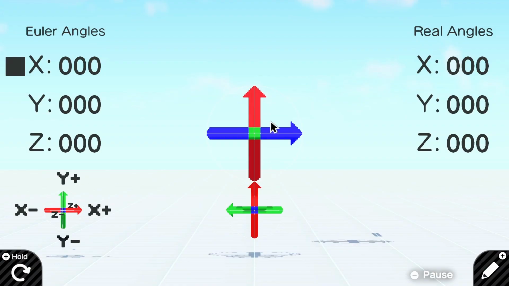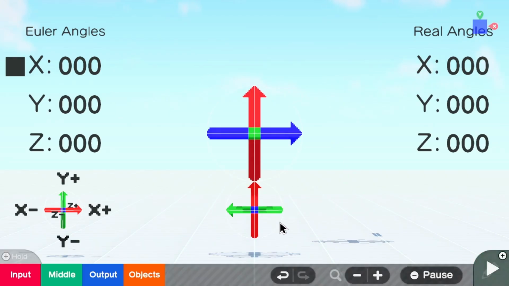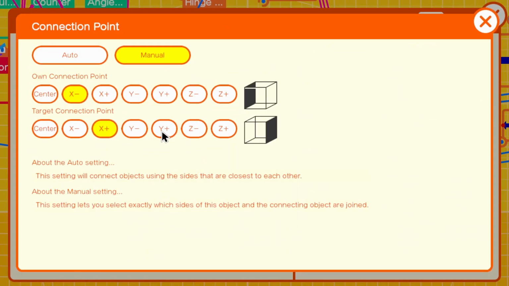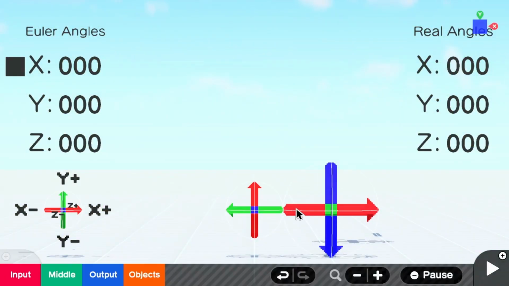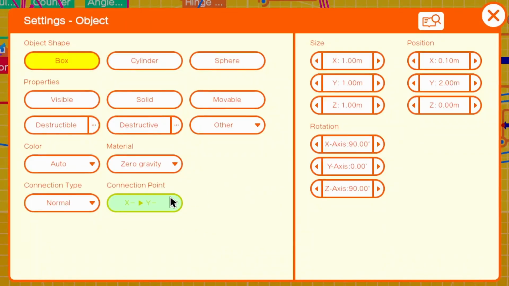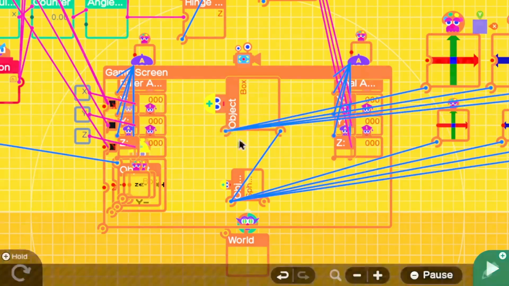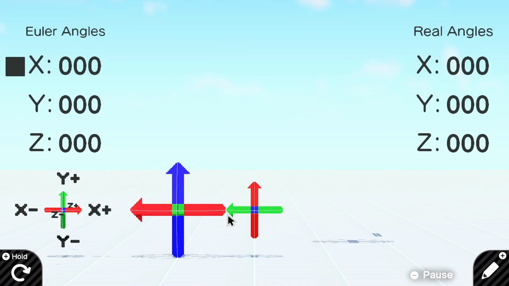But if we try to connect the negative x of this object to the negative y, well then this will just rotate 90 degrees like that and connect this face to this face. You can see negative x to negative y, it connects like that. And if I set it to negative x to positive y, it's just going to rotate the other way and connect like that. So that's basically how the game handles connections and rotations.